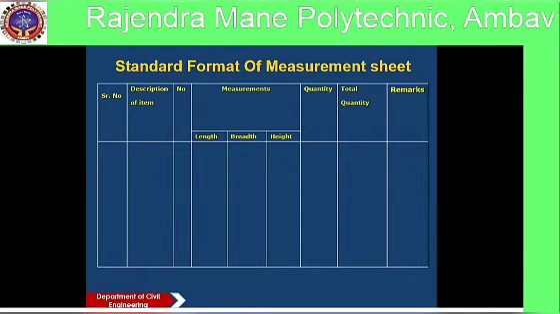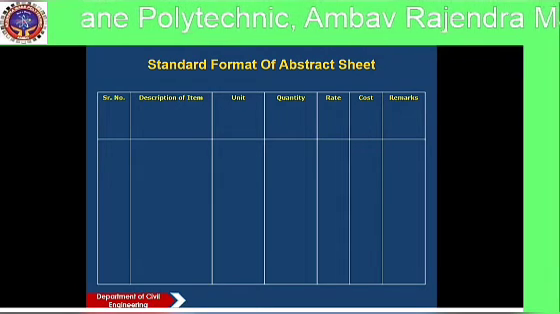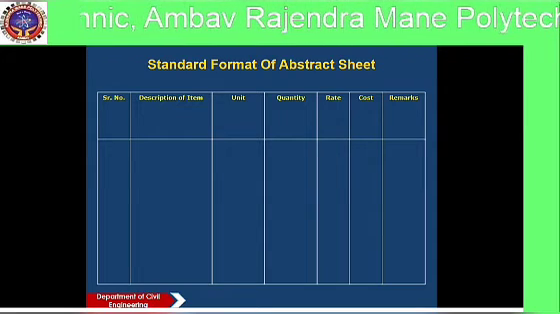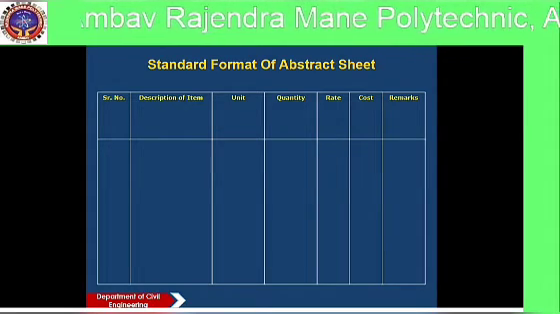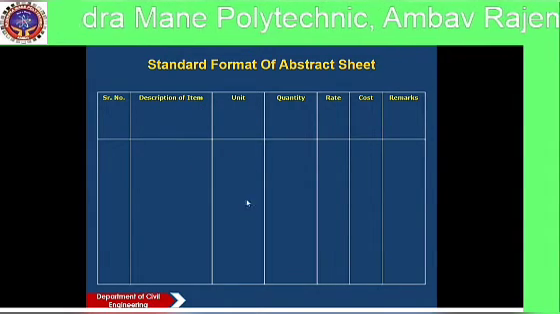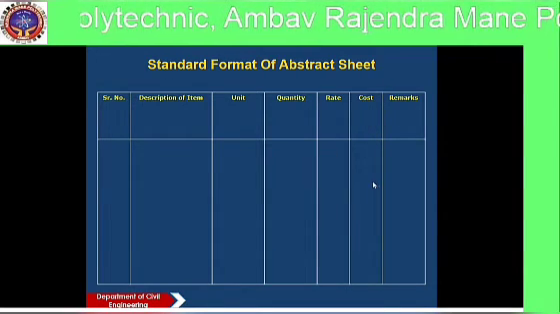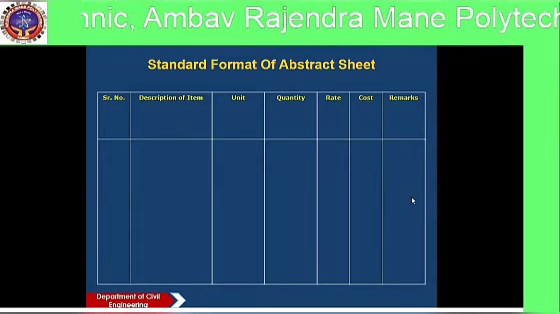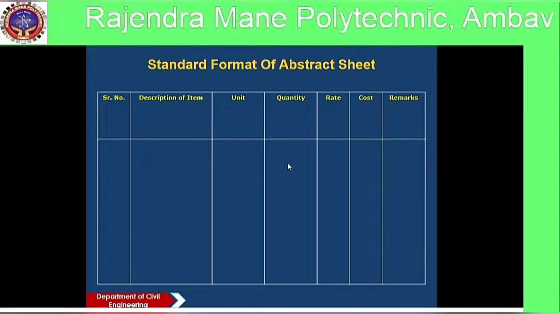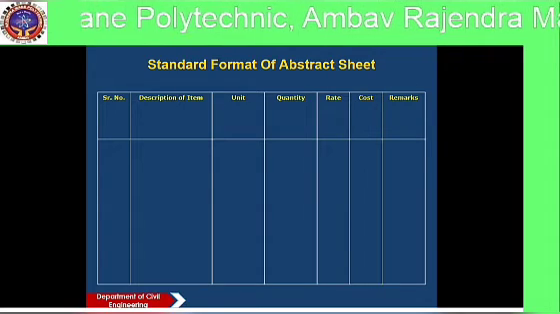Then the next format is the abstract sheet. So we calculate the total quantities in measurement format and then transfer them to the abstract sheet. In the abstract sheet, column number 1 is serial number, second is description of item, then unit, quantity, rate, cost and remark. Here we calculate the cost. The quantities are transferred from the measurement sheet to the abstract sheet, multiplied by rate is equal to cost.